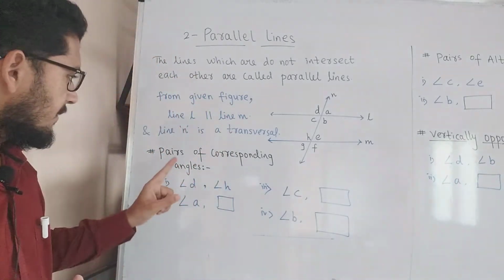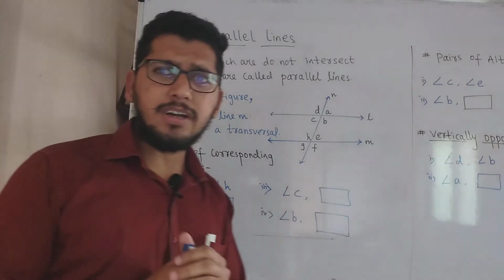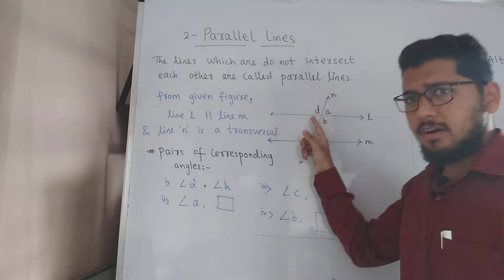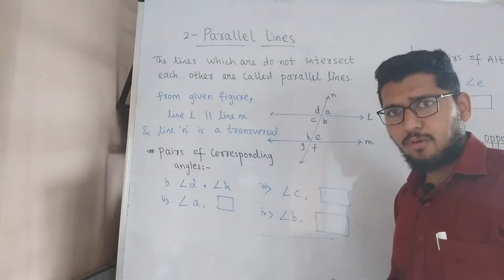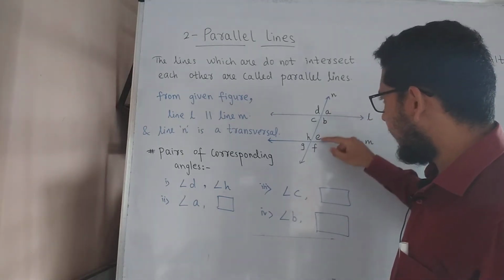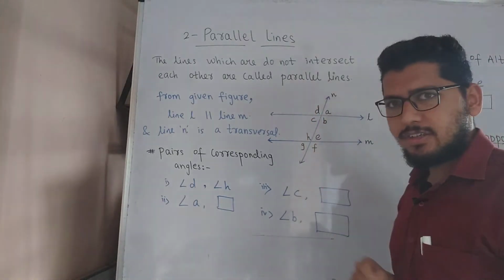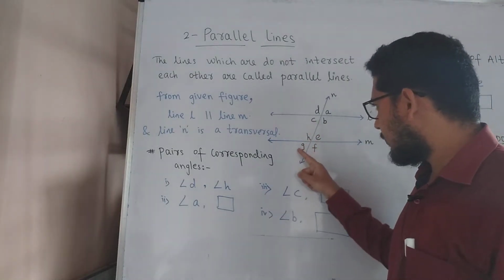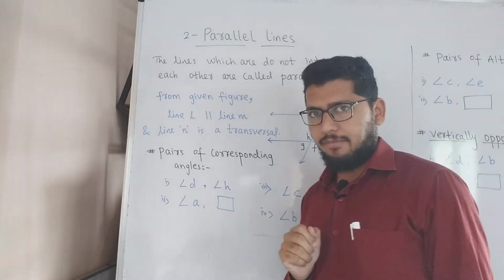First, you can see pairs of corresponding angles. How are the corresponding angles forming? Here you can see angles A, B, C, D, these are four angles. Angle A and angle E are called corresponding angles. Angle D and angle H are corresponding angles. Angle C is corresponding with angle G, and angle B is corresponding with angle F.